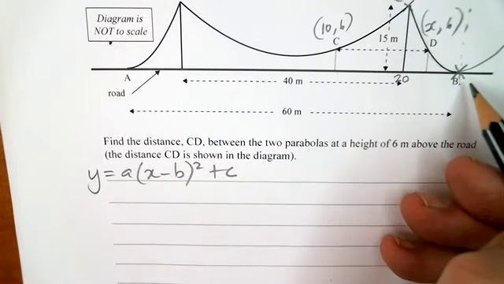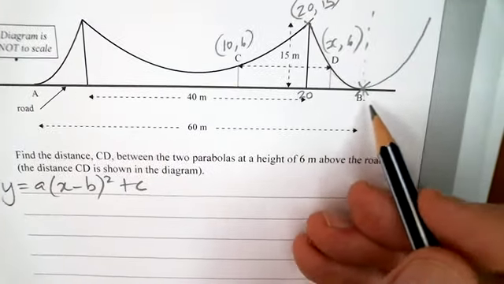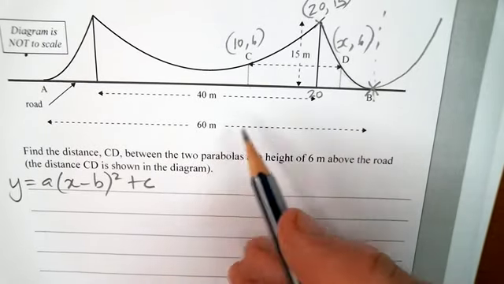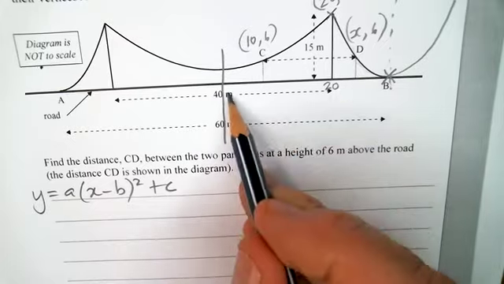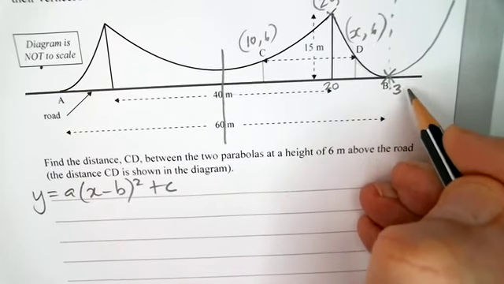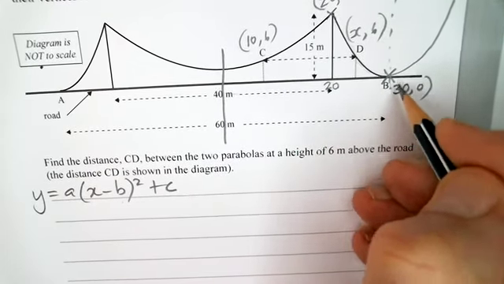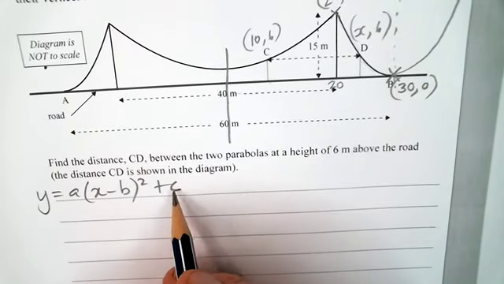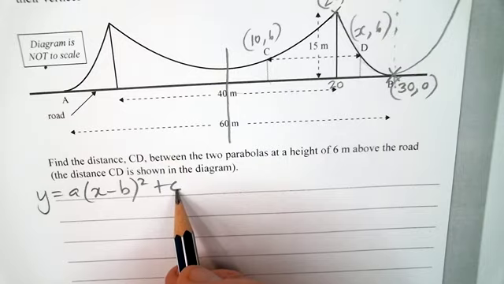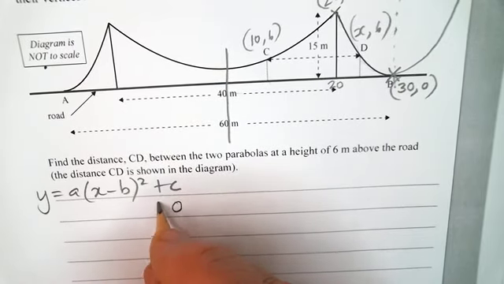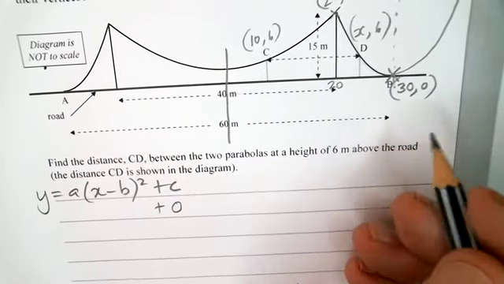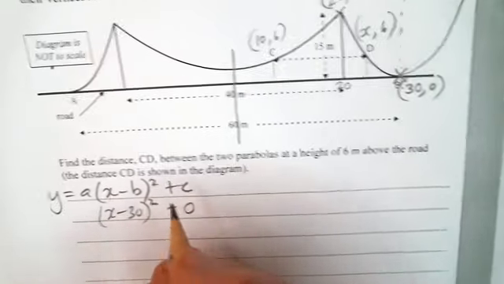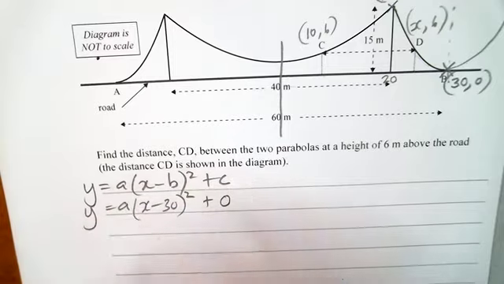We know it's moved along a fair bit. In fact, the bridge is 60, and this is the central bit here, so that bit must be 30 along and 0 up. So we know that point there. So c, of course, is how far up it's moved. Well, it's moved 0 up, yeah? b is how far along it's moved. It's moved 30 along, so it's going to be x minus 30 all squared. And of course, y is equal to a, lots of all that.